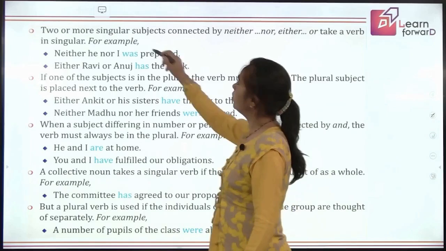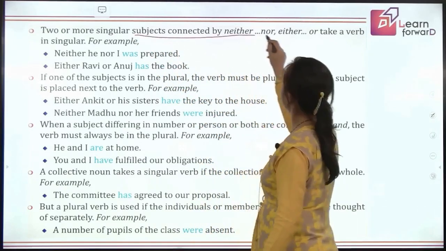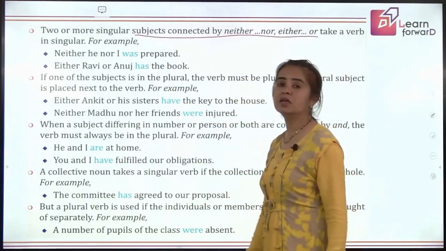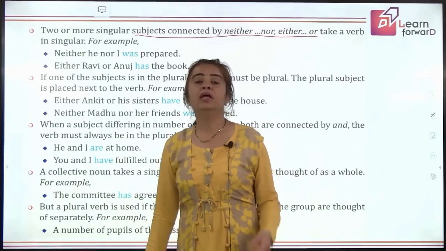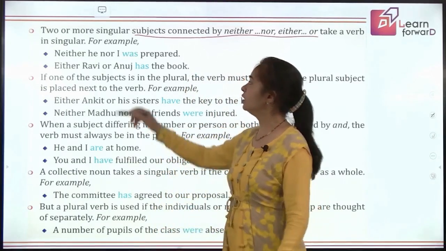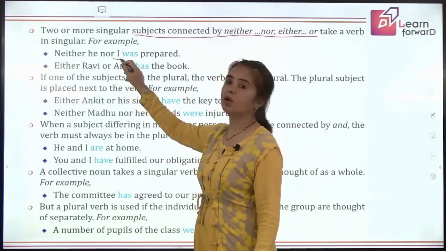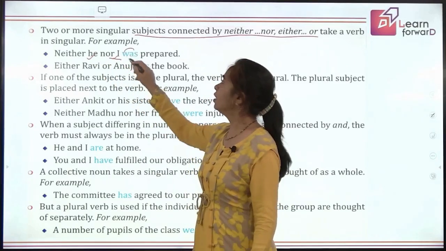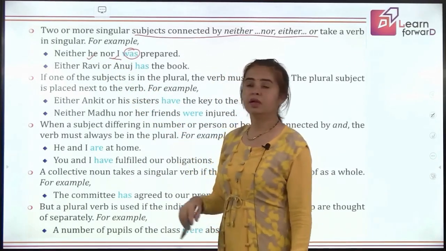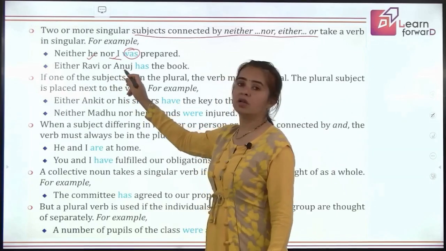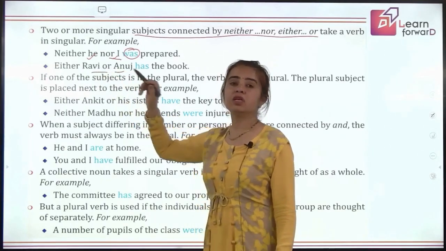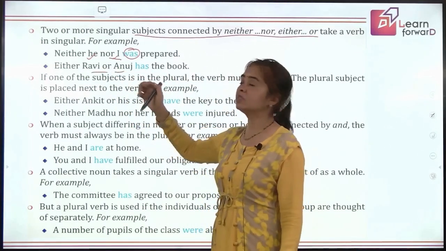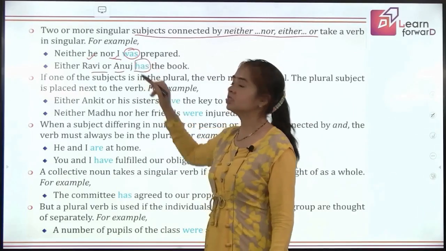Next, two or more singular subjects connected by neither nor, or either or. They take a singular verb with them. Neither he nor I. So here what do you see? He, I, both are singular. We are using here was prepared, right? Either Ravi or Anuj. Again, we are connecting using either or, but both of them are singular. So we are taking here the singular verb.